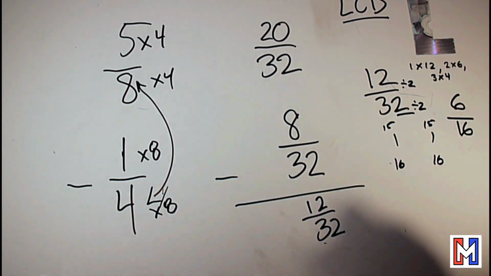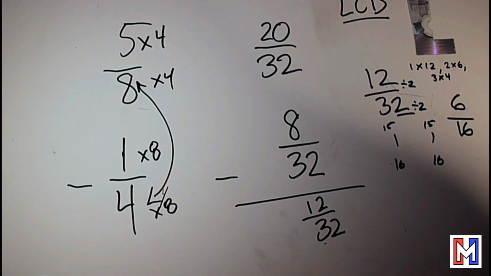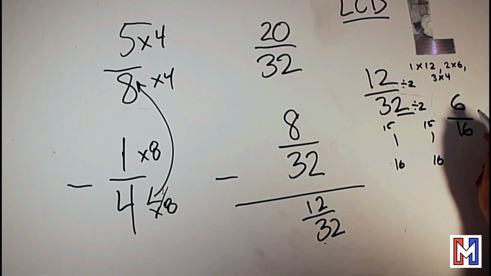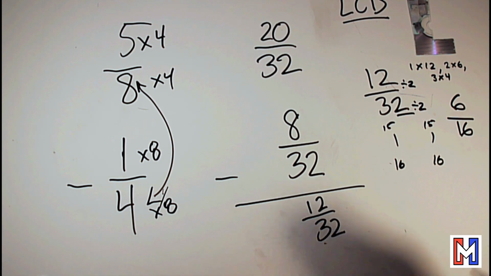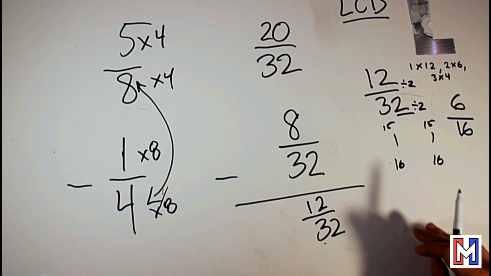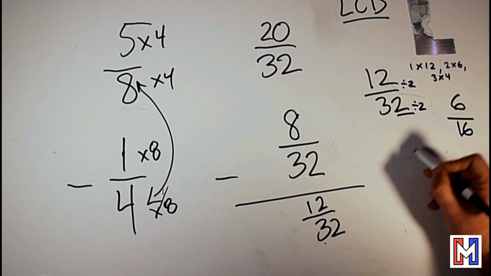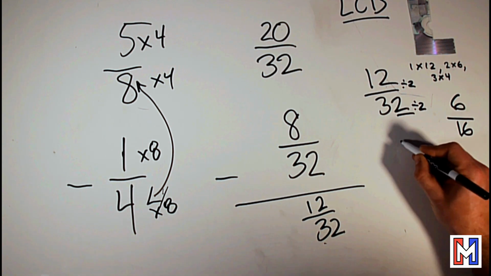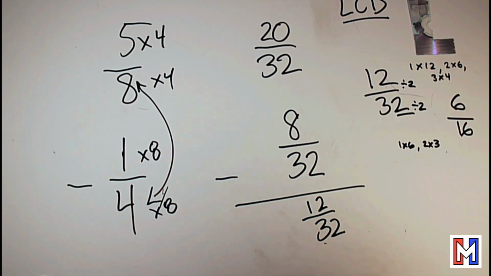So 6 out of 16. But we still have to keep going to make sure that we have simplest form. Okay? So we have to think, what are the factors of 6 or 16? Always choose the smaller of those 2 numbers, right? So 6. I'm just going to get rid of this stuff right here because that's kind of bothering me a little bit. All right? So the factors of 6 are 1 times 6, 2 times 3. That's all I can come up with.